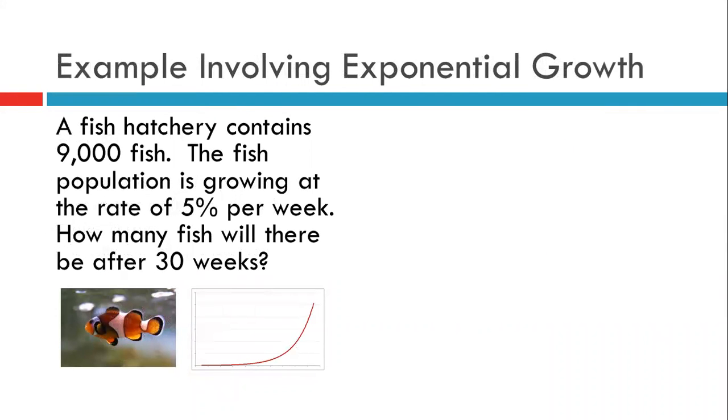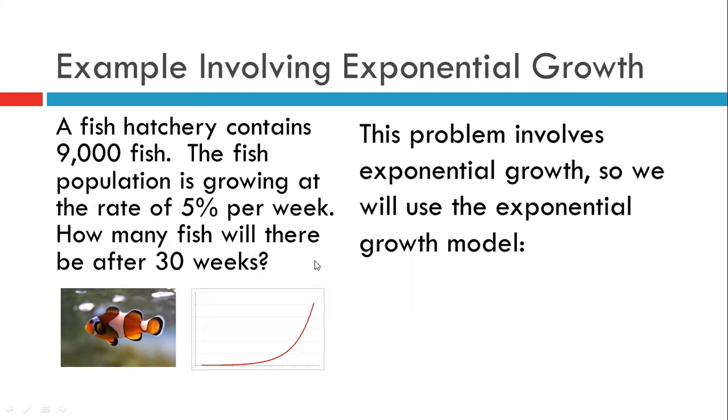Let's take a look at an example involving exponential growth. A fish hatchery contains 9,000 fish. The fish population is growing at the rate of 5% per week. How many fish will there be after 30 weeks? This problem involves exponential growth. Why? Because we can see that the population is increasing. So we will use the exponential growth model.